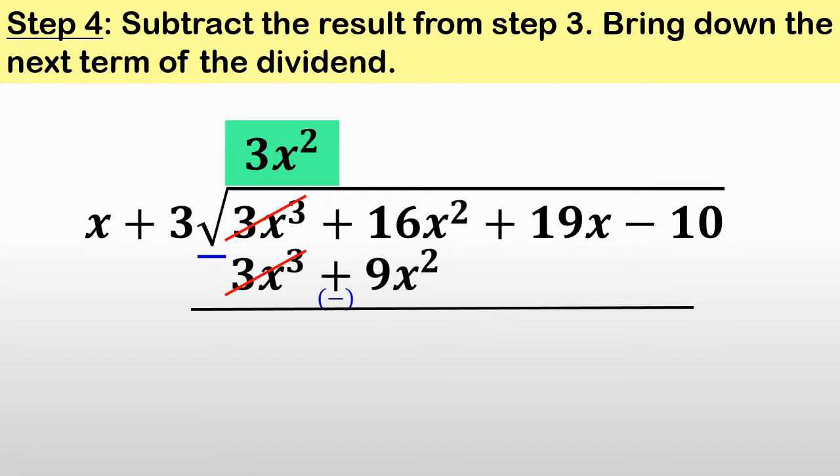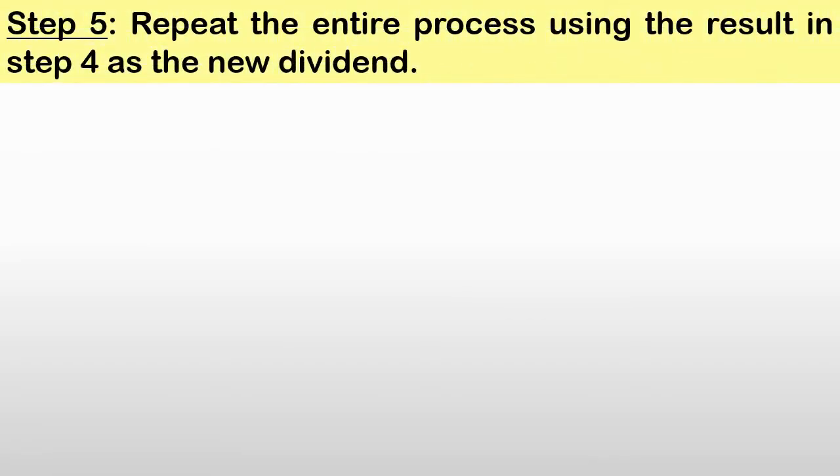Next, 16x squared. Since nag-change na tayo ng sign, so let's use subtract 9x squared. So, 16x squared minus 9x squared. So, the answer is positive 7x squared. And then, bring down the next term. So, it is 19x. So, after we subtract the result from step 3 and bring down the next term of the dividend, let's proceed to step 5. Step 5. Repeat the entire process using the result in step 4 as the new dividend.